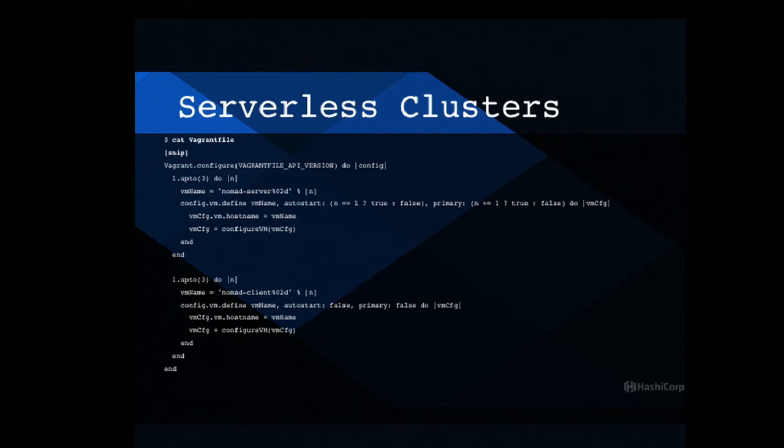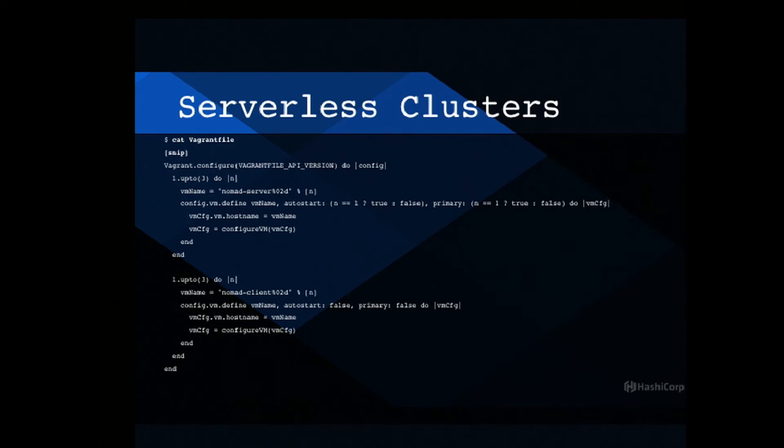This is actually how I do cluster development. In this case, this is me doing Nomad development. I've got three Nomad servers here, and up to six Nomad clients down here. By specifying auto start one and primary one up there, you can type Vagrant up and it will only act on the first server, in this case Nomad server 01, but I've got a config file defined for up to three servers and three clients.